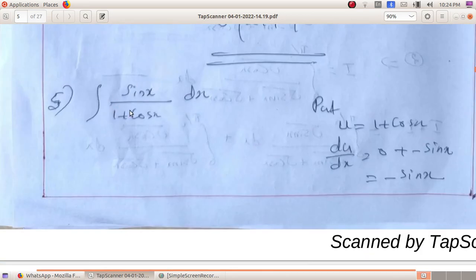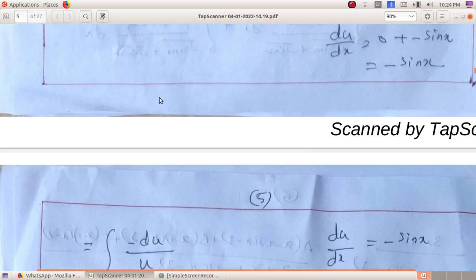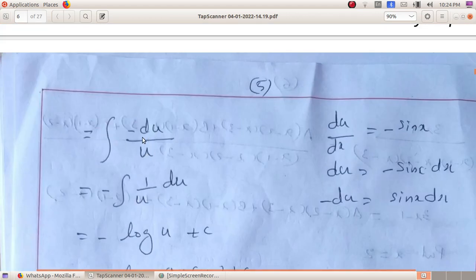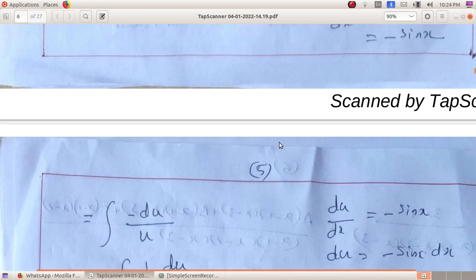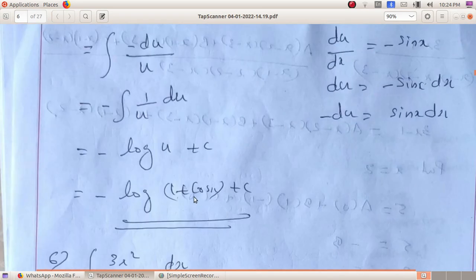Minus du divided by 1 plus cos x, which is u. So minus du by u. The minus is taken outside, then 1 by u du. That is log u plus c. What is u? u means 1 plus cos x.